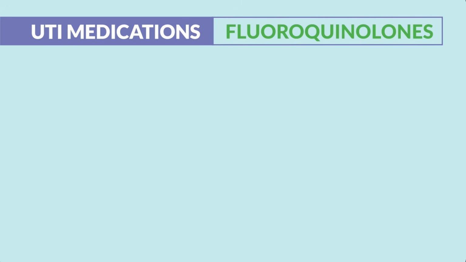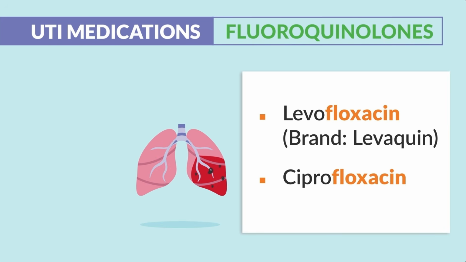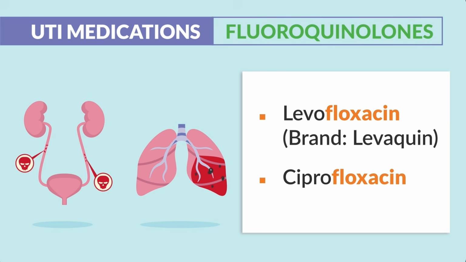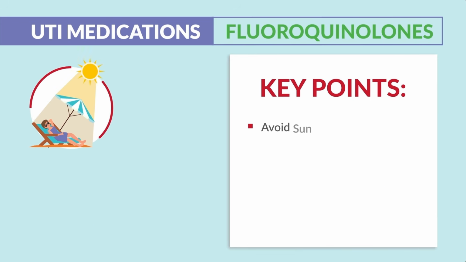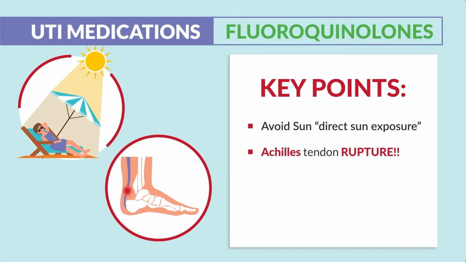Next is fluoroquinolones, levo and ciprofloxacin. Brand name is Levaquin, given to pneumonia and UTI patients. So the key point here is to avoid sun, or keyword, direct sun exposure. And also A for Achilles tendon rupture. Now that's a huge test tip right there, guys.